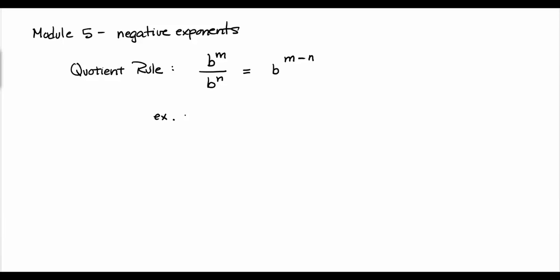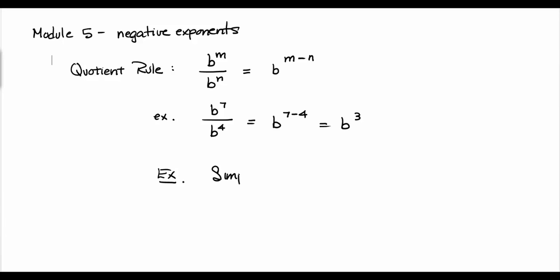So for example, if I had b to the 7th all over b to the 4th, I take b to the 7th minus 4, and I get b cubed, b to the 3rd, right? So we were working with positive exponents there. It's no different if we have negative exponents, right?